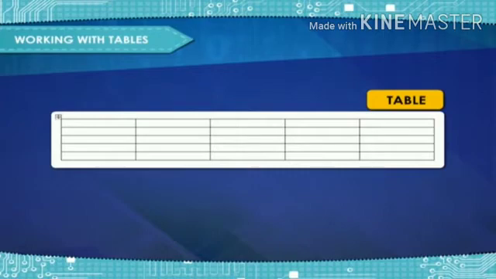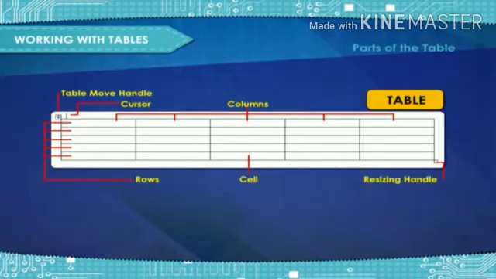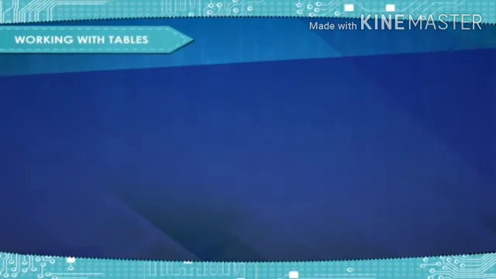Working with tables. Before working with tables, a few terms and operations need to be explained. Parts of the table. All tables consist of an intersection of rows and columns. Rows are horizontal lines of cells. Columns are vertical lines of cells.